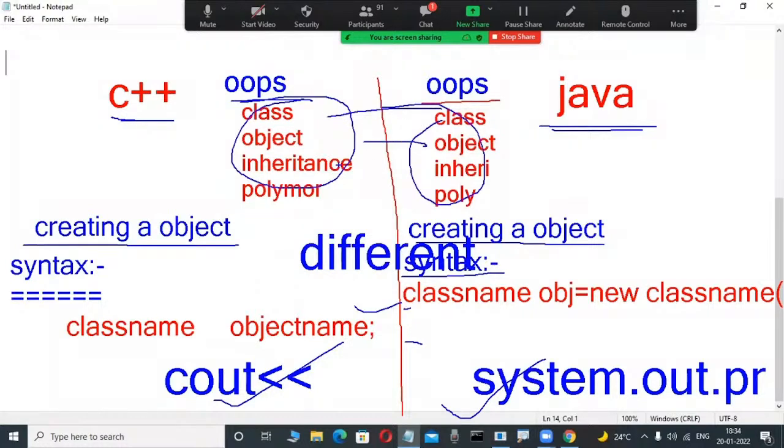What is class? What is object? What is inheritance? What is polymorphism? Same. But syntactically, totally different. Why? Because those are two different languages, two different products from completely different companies. That's why functions are different, and syntax is also different. Same like here also, observe.